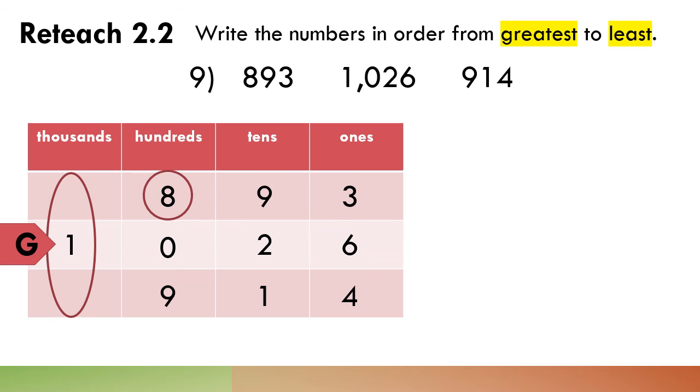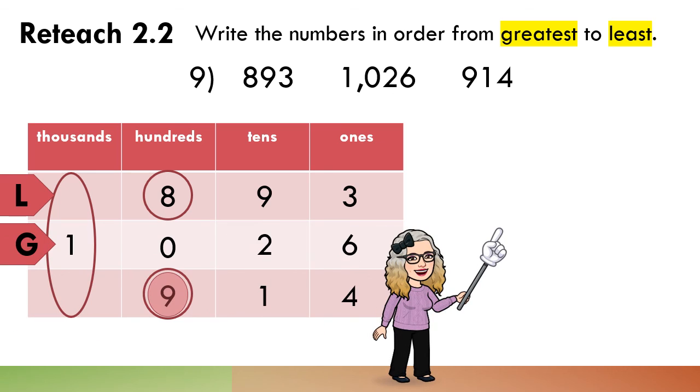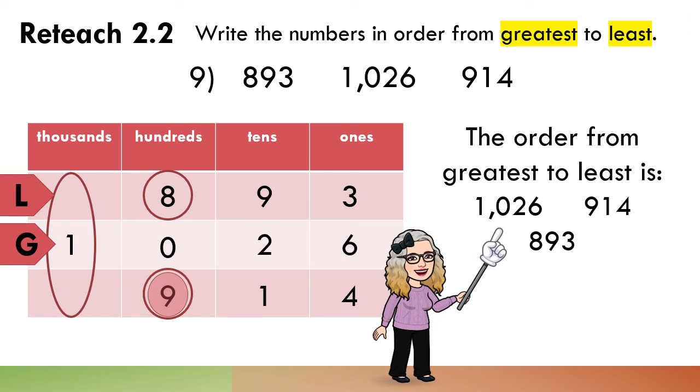So let's take a look at the hundreds column, at the 8 and at the 9. Well, the greatest of those two digits is the 9, so that means that 8 is less than 9, which means that has to be the least number. And that means the 914 will be the number in the middle. So after using our chart to compare these numbers, we can say that the order from greatest to least is 1026, 914, and 893. Now you're going to try some all by yourself.